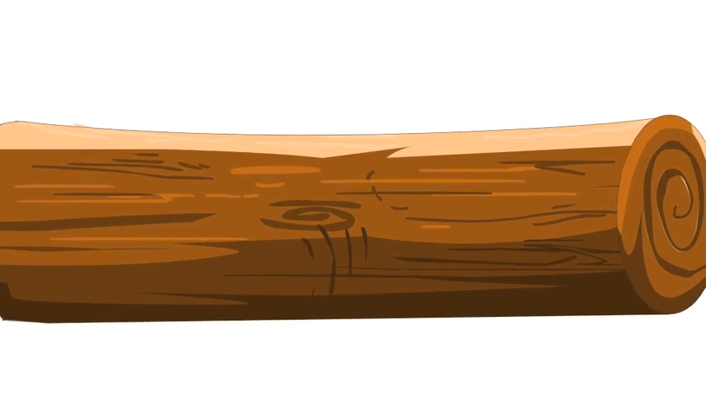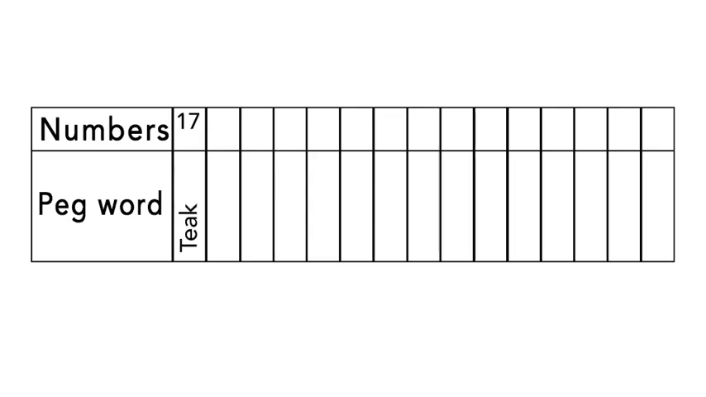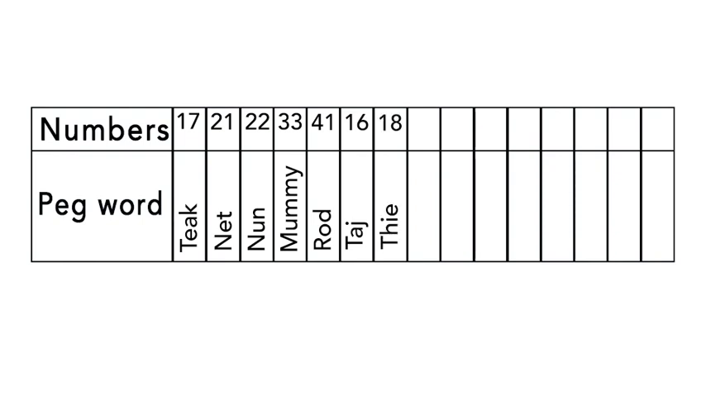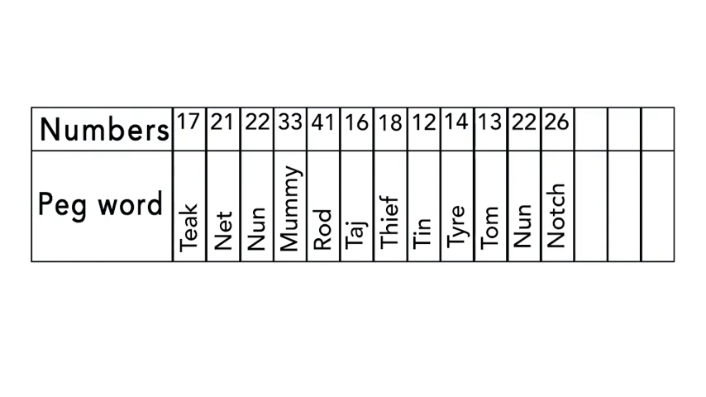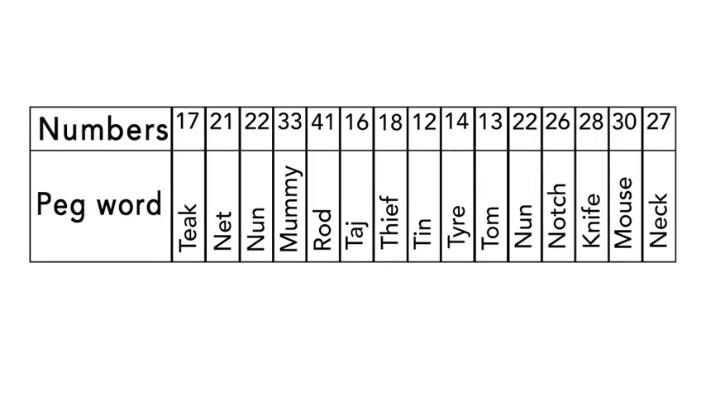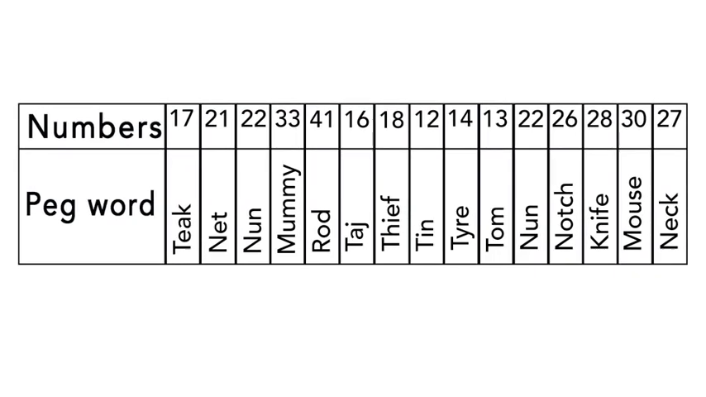This friendly name is teak. You know the peg words: 17 teak, 21 net, 22 nun, 33 mummy, 41 rod, 16 Taj, 18 thief, 12 tin, 14 tire, 13 Tom, 22 nun, 26 notch, 28 knife, 30 mouse, 27 neck. Now we've converted the big number into small numbers and the small numbers into images.